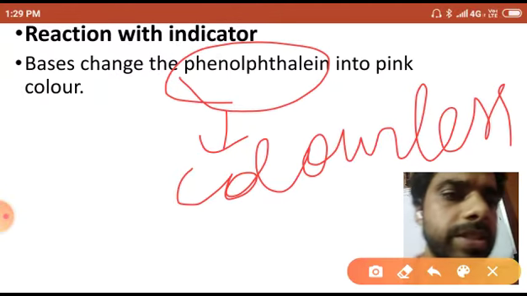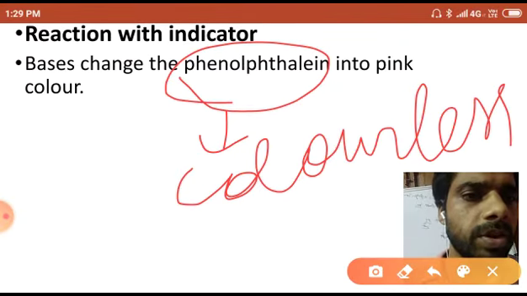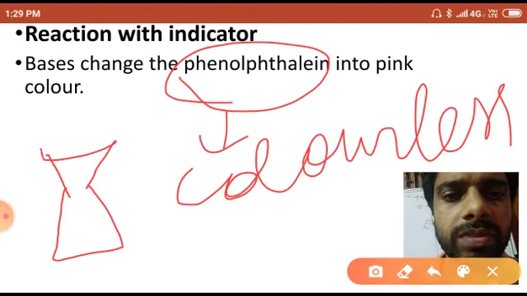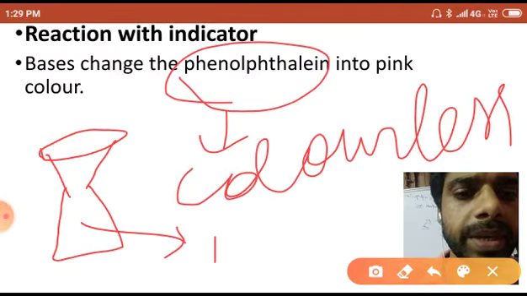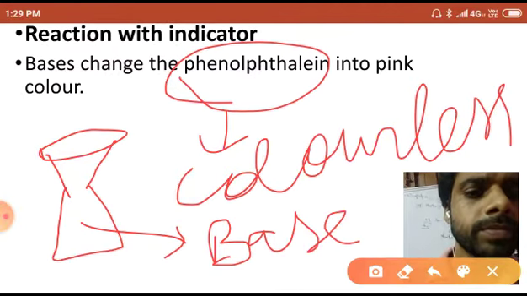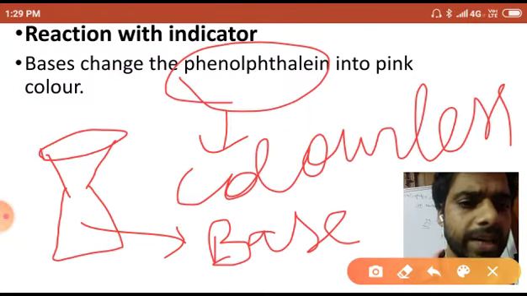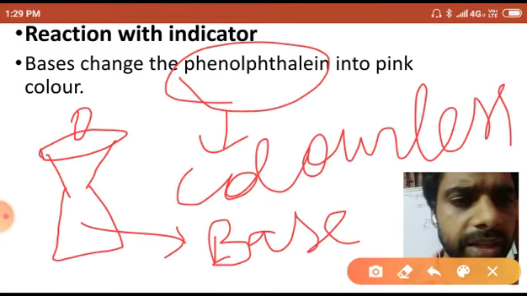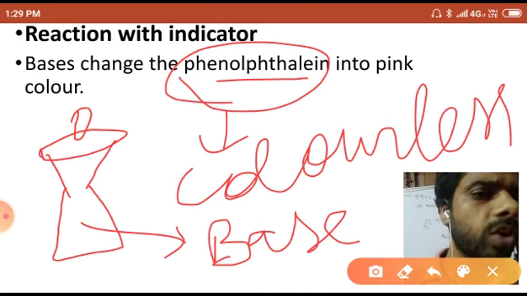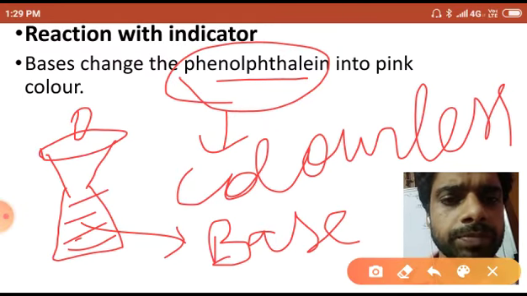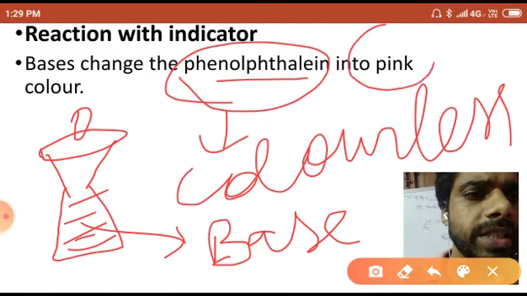Now, if I take that colorless phenolphthalein indicator and put it into a conical flask which contains a base, any base, maybe NaOH, Ca(OH)2, KOH, LiOH, and I put in one drop, immediately the colorless indicator will change into pink color.